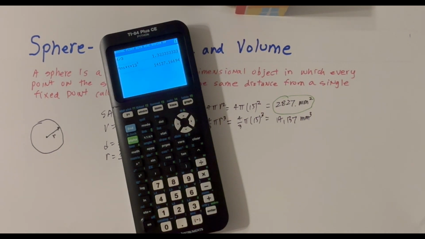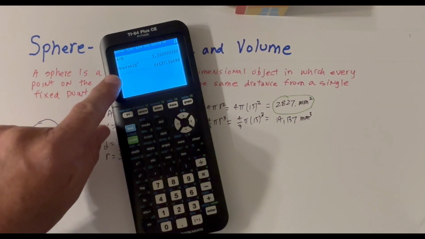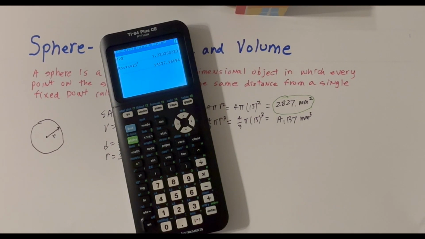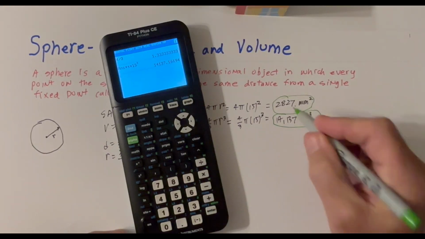of our sphere. Let's make sure we got that right. We got the answer divided by pi, 4/3 pi r cubed. Okay, that looks about right. And so there's our answer.